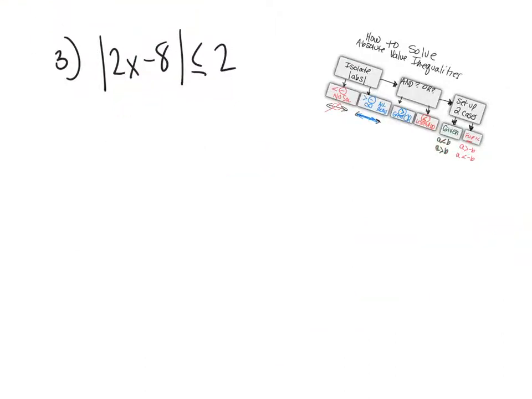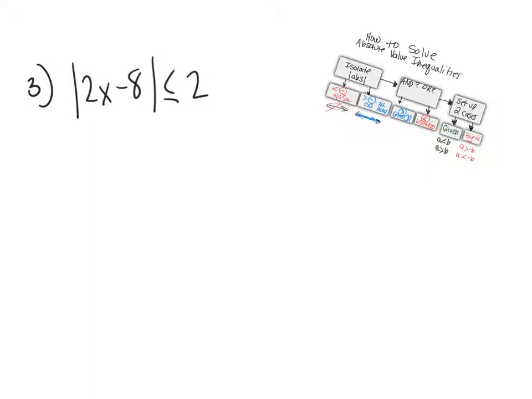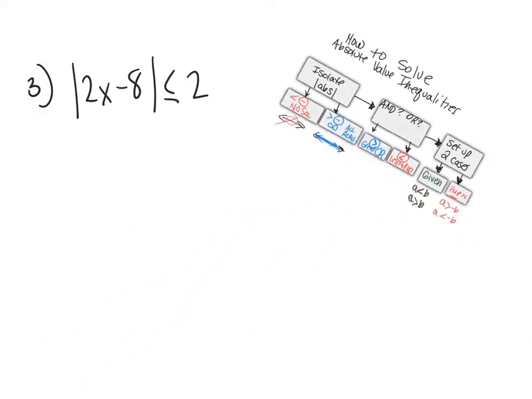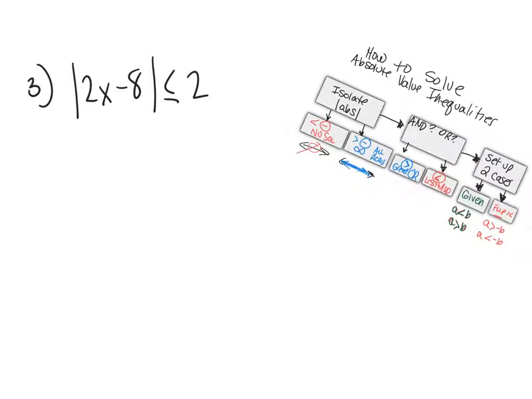Number 3. Notice that this is an absolute value once more. Remember, you're going to have a mix of absolute value and not absolute value, so you're going to need to know when to not set up two cases and when to set up two cases. In this case, it's absolute value, so I'm going to go straight to my little flowchart in my head of how to solve absolute values.